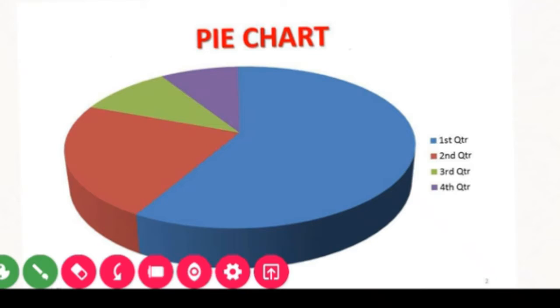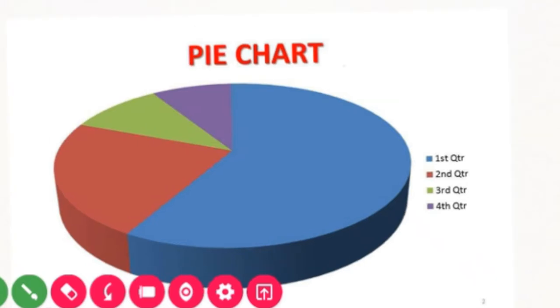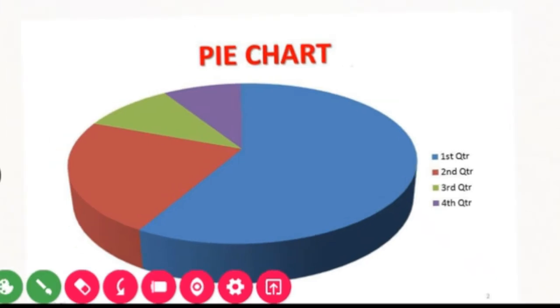In examinations, commonly there are two types of questions. The first one is that by analyzing the data, we need to draw the pie chart. And another type is that a pie chart will be given and we need to analyze the data.